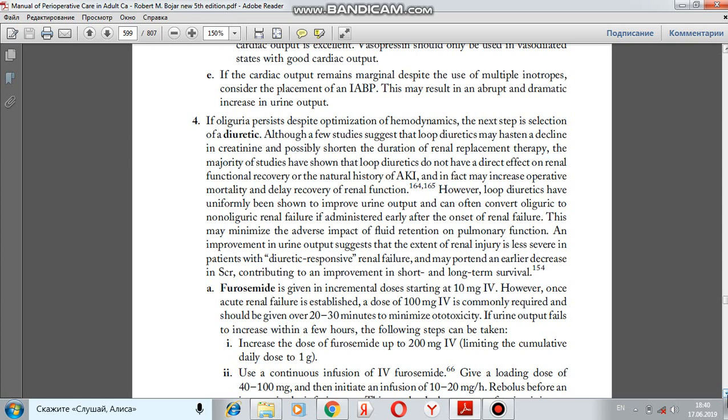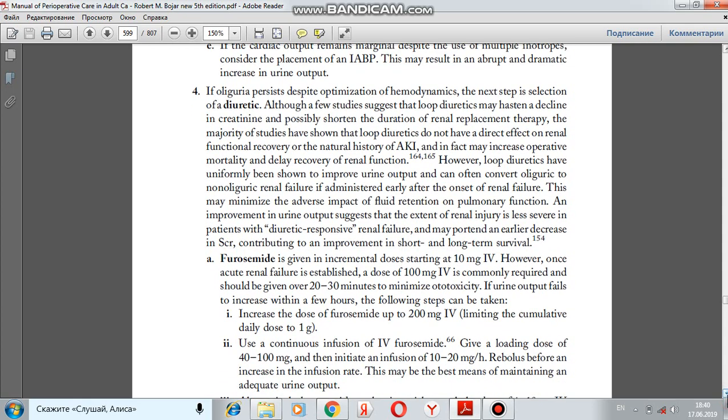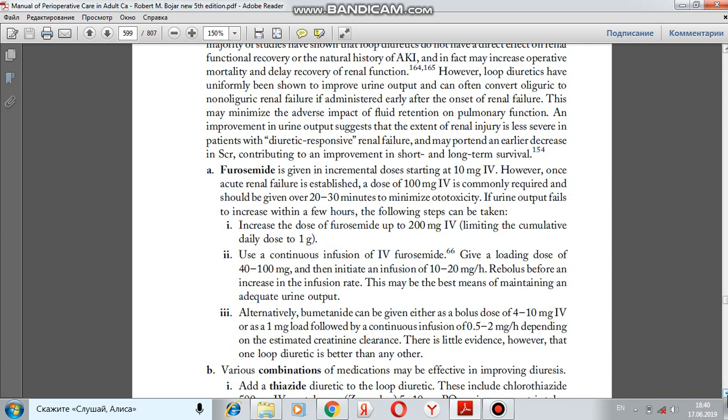An improvement in urine output suggests that the extent of renal injury is less severe in patients with diuretic-responsive renal failure and may portend an earlier decrease in serum creatinine, contributing to an improvement in short and long-term survival. Furosemide. Furosemide is given in incremental doses starting at 10 mg IV. However, once acute renal failure is established, a dose of 100 mg IV is commonly required and should be given over 20-30 minutes to minimize ototoxicity. If urine output fails to increase within a few hours, the following steps can be taken.